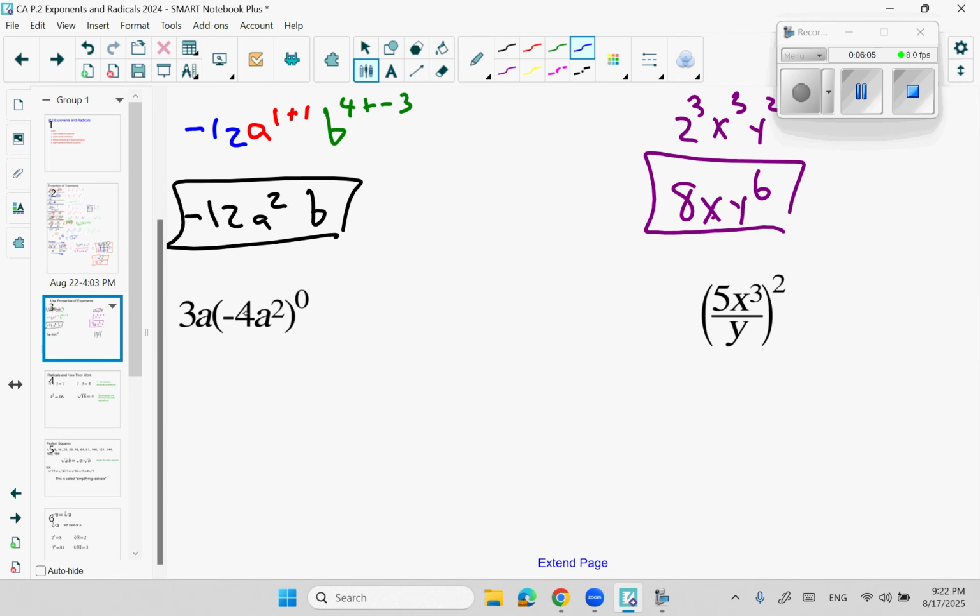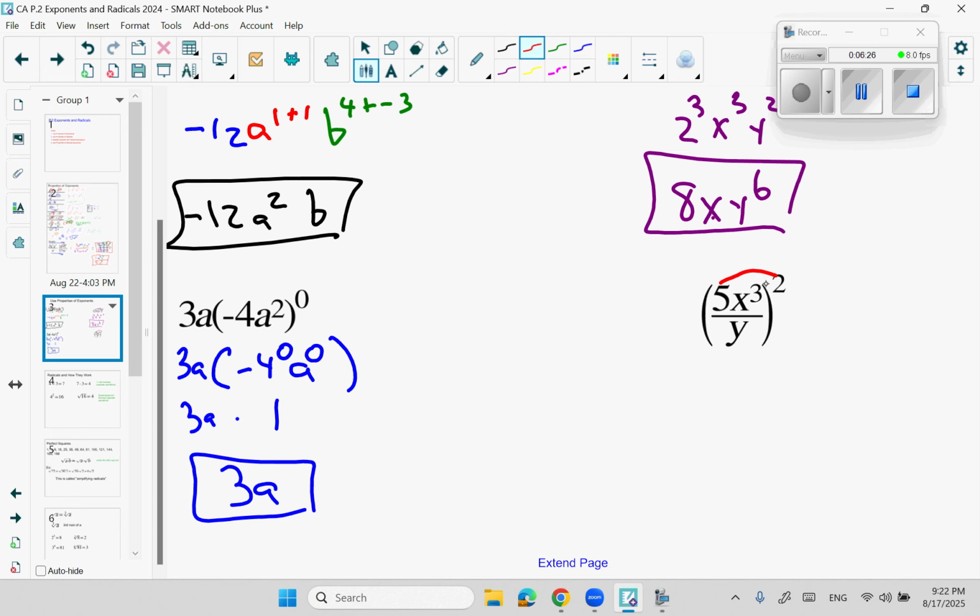This 0 gets distributed. So I get negative 4 to the power of 0, a to the 2 times 0, which would be 0. Anything to the power of 0 is always 1. So I get 3a times 1, or just 3a.